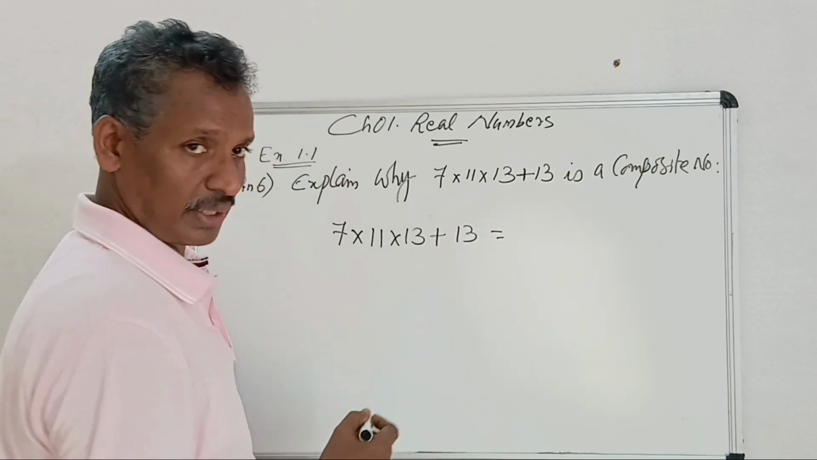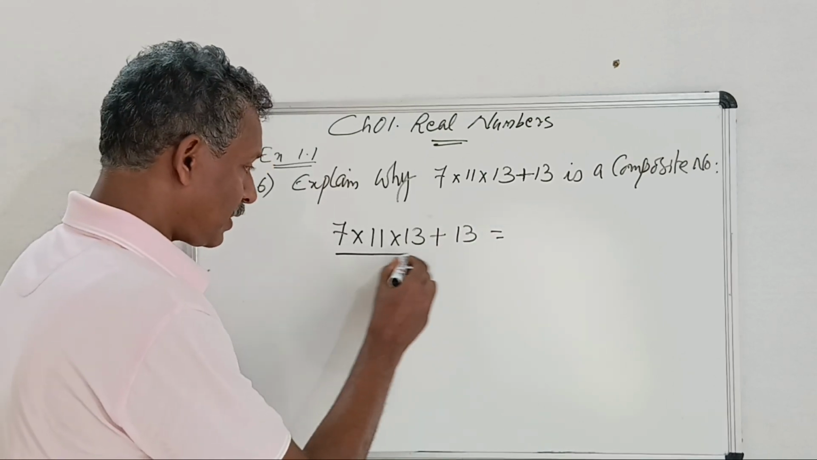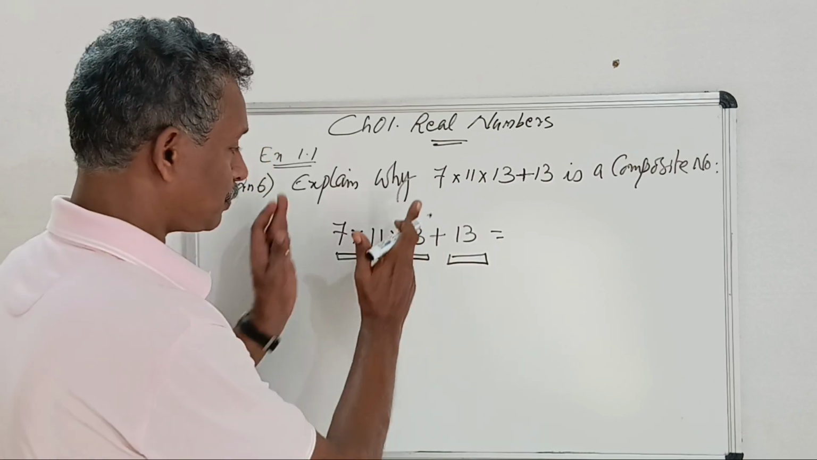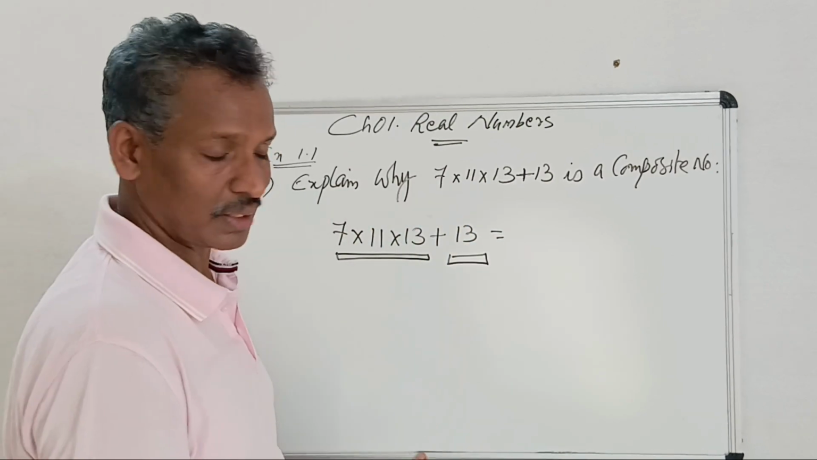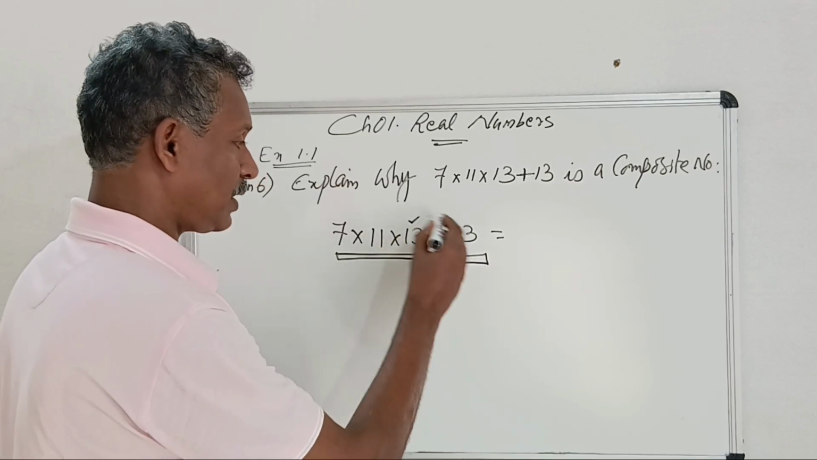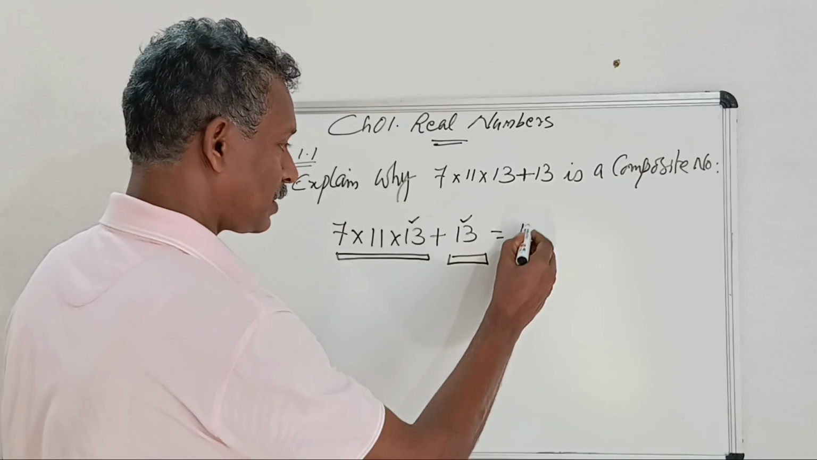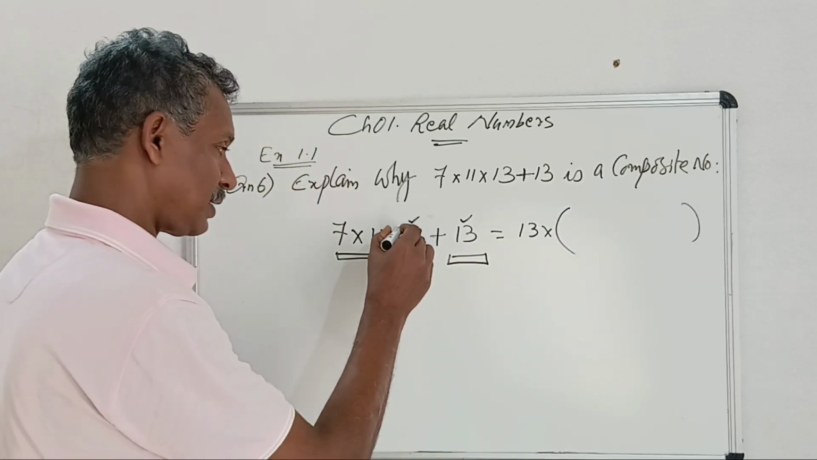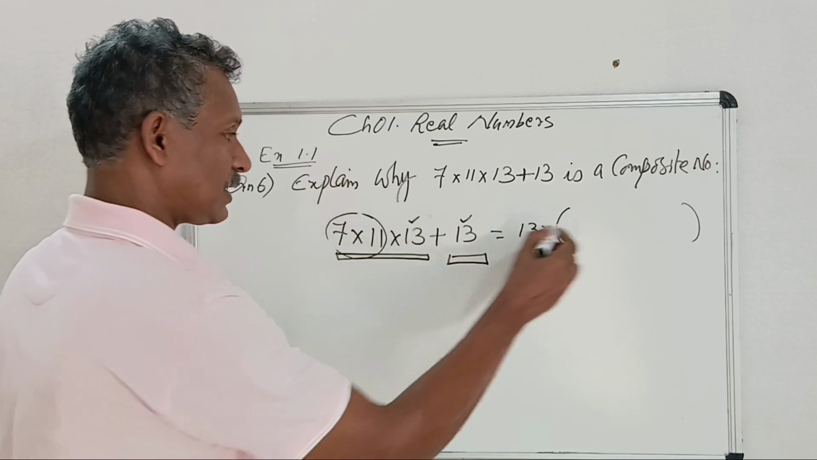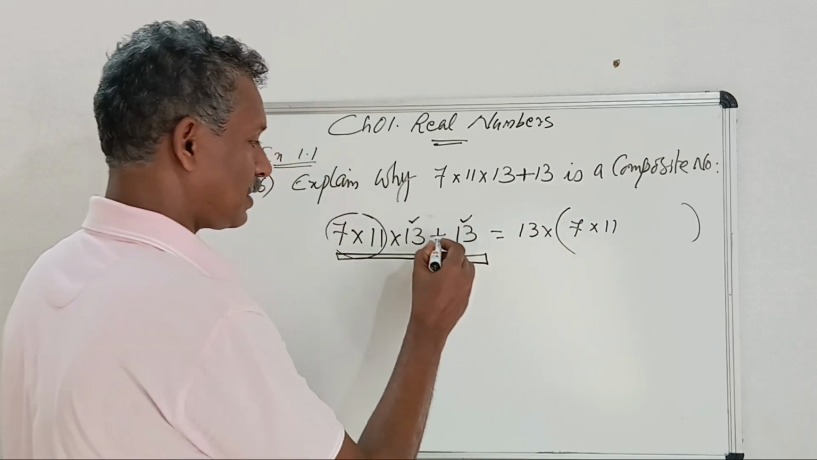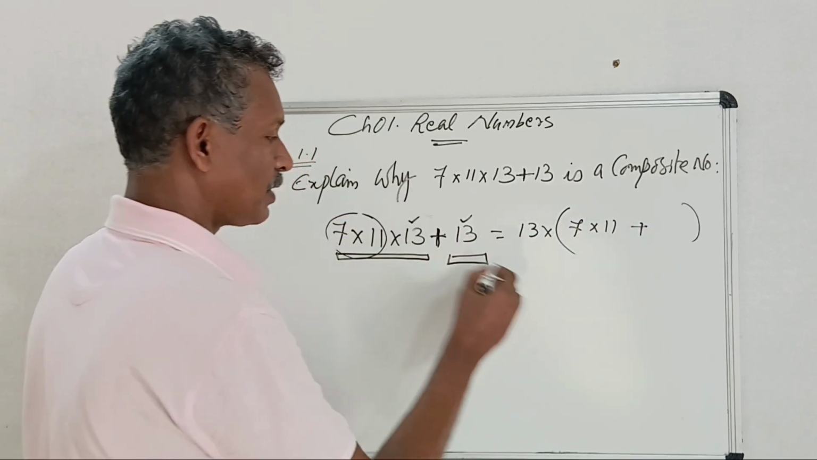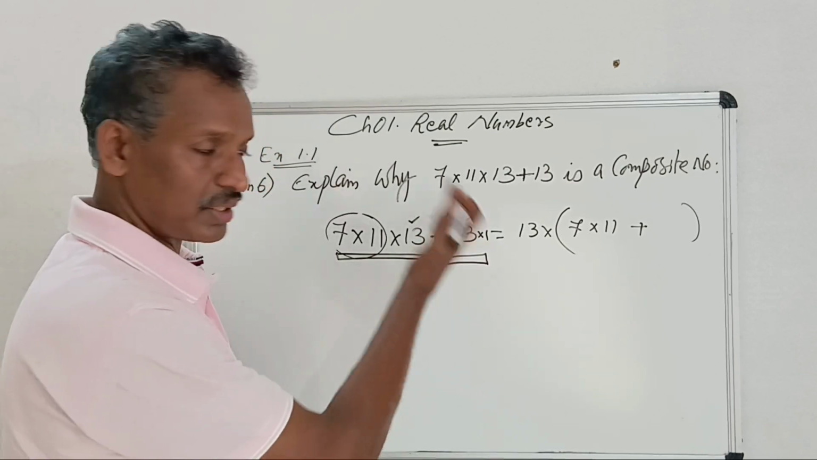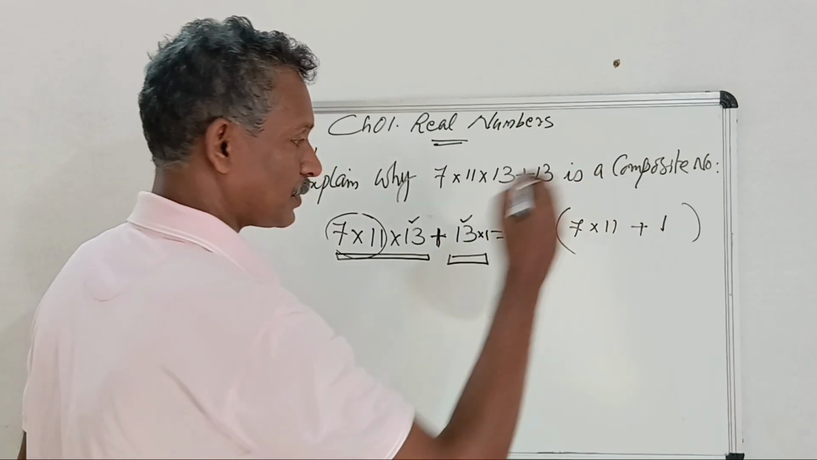The first method is you can treat these as two terms. This product is one term and plus 13 is the second term. From these two you can take 13 common. When 13 is taken common, what is left out? 7 into 11 is left out, and then you put the plus sign. 13 is simply 13 into 1, so when 13 is taken common, 1 is left out.